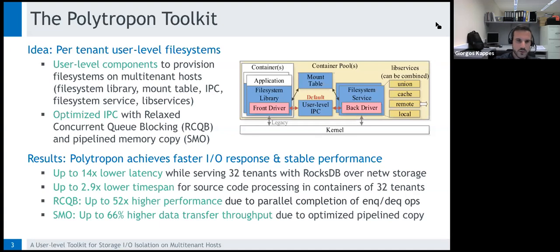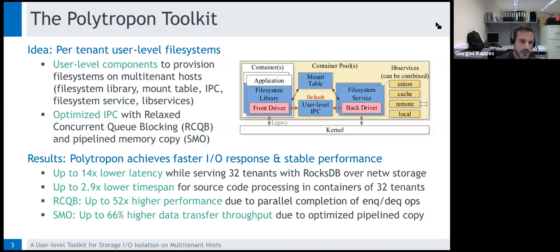So our experimental results indicate that Polytropon provides scalable and stable storage performance while serving data-intensive containers. In comparison with storage solutions based on kernel modules, Polytropon achieves up to 14 times lower latency while serving 32 tenants with RocksDB over network storage. Additionally, Polytropon reduces the time span for source code processing up to 2.9 times.